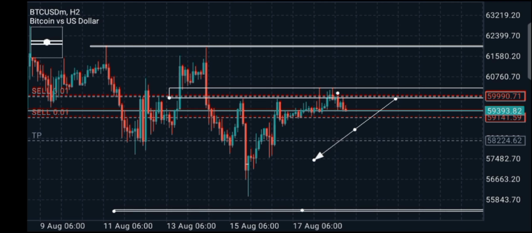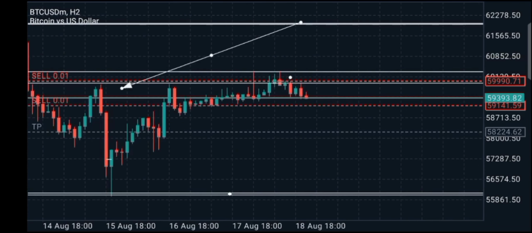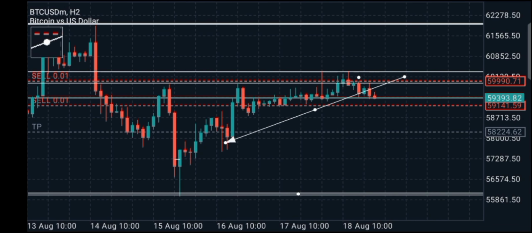So that's it, guys. So looking at this other point here, we have this inducement. This is what we call inducement, where we have a series of equal highs created. So this was it here.